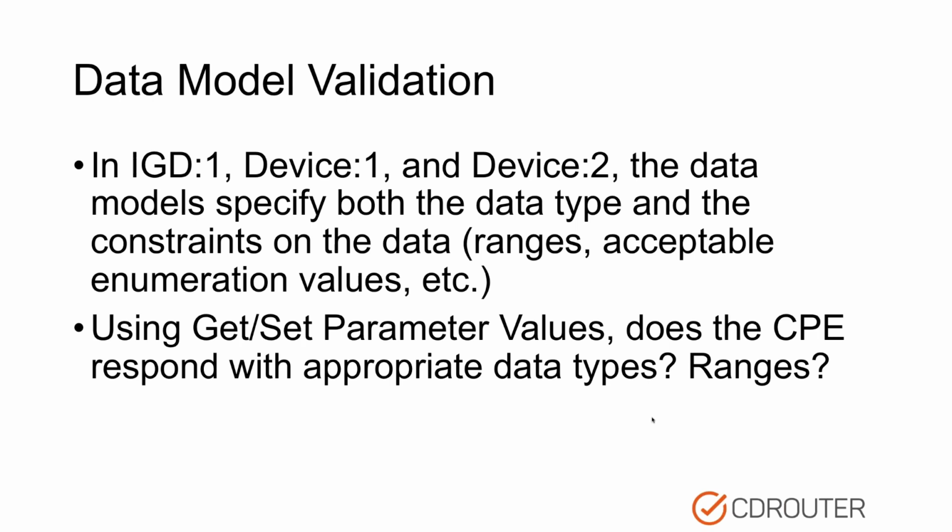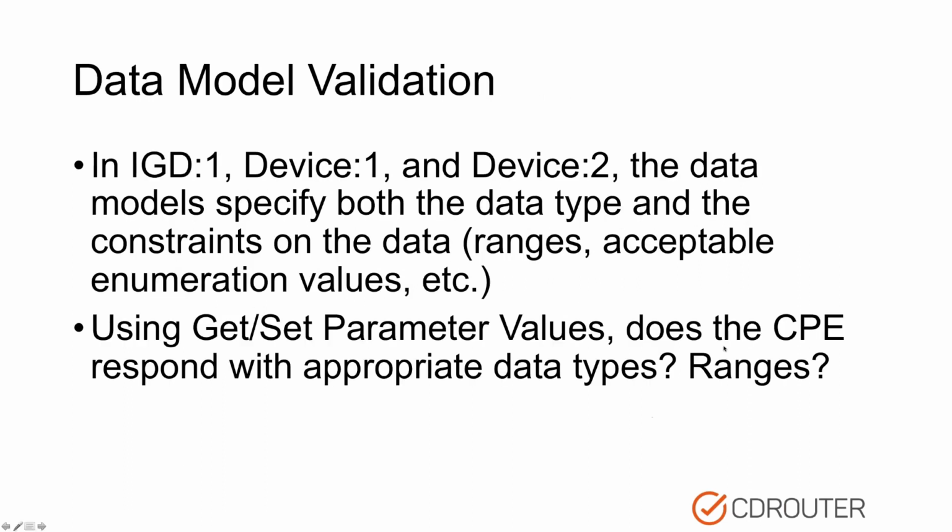So you want to make sure that when you're doing get and set parameter values, the CPE either responds with appropriate data types and ranges or rejects attempts to set values that are incorrect. Especially in the last case, that data validation matters from a security perspective. We ended up running into some systems that will accept arbitrary escape code into parameters where they really shouldn't accept values like that, and ended up running arbitrary code on them. That's called a code injection attack. That's one of the reasons that data validation is one of the most important things to test.